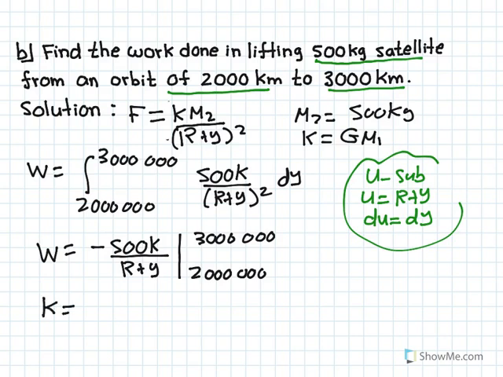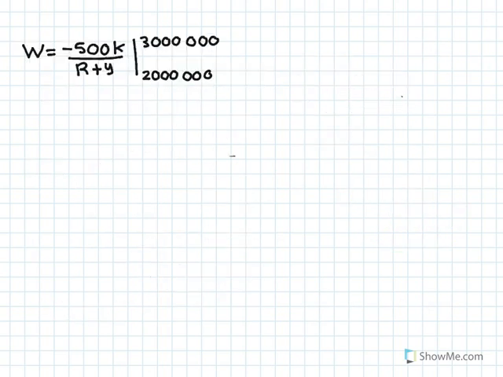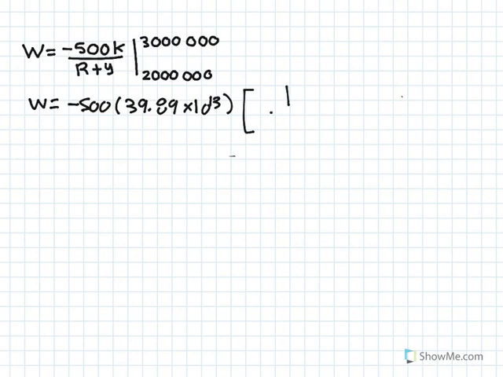And K is equal to G m1, which is 39.89 times 10 to the 13. And R is the radius of Earth, which is 6.37 times 10 to the 6 meters. We're going to substitute these in and solve for the work. So work is equal to minus 500K divided by R plus Y. Work is equal to minus 500 times K. Well, the value of K is 39.89 times 10 to the 13, and times 1 over R plus Y.